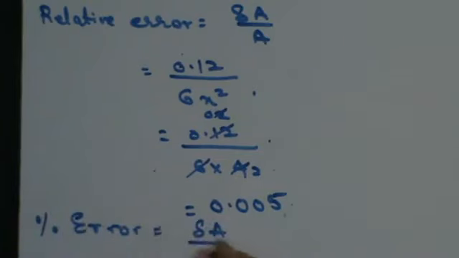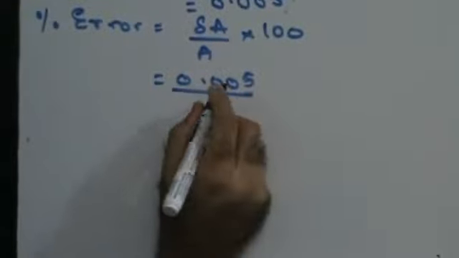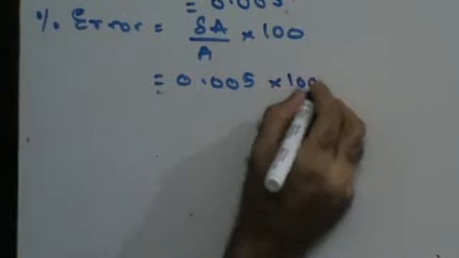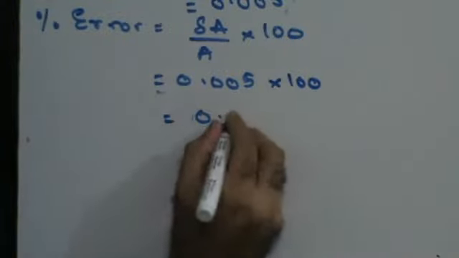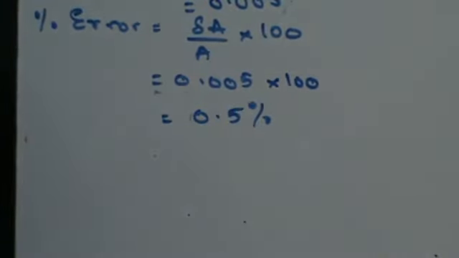And the last thing that they will ask you to find out is percentage error. Percentage error is relative error into 100. So that's 0.005 into 100. That's 0.5%. Right? That will be the error in the measurement of area. Next, take down another sum, guys.